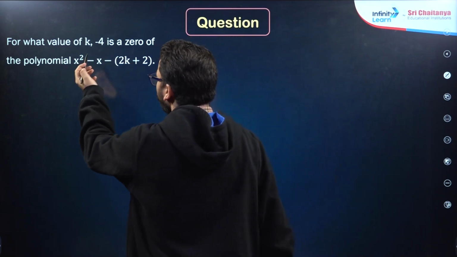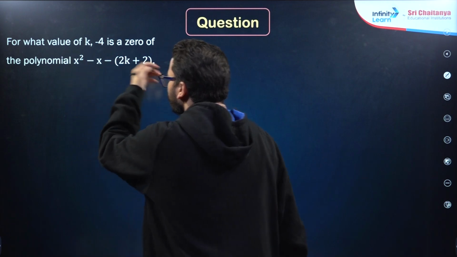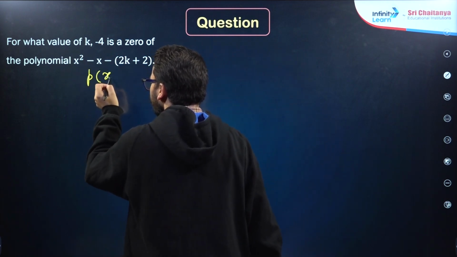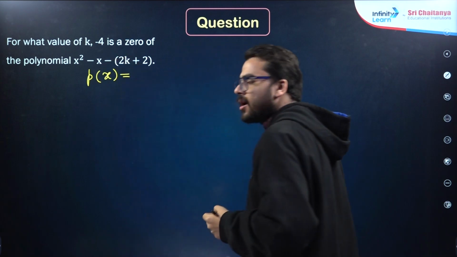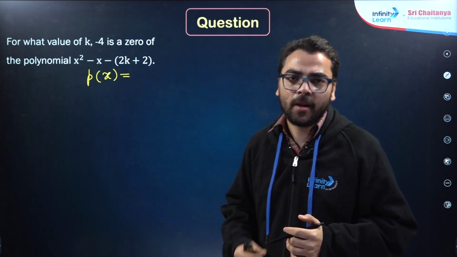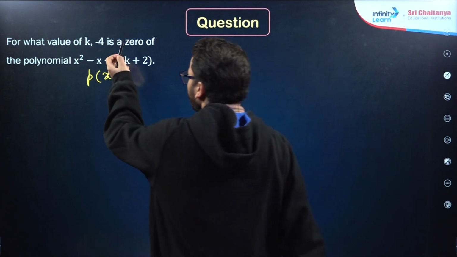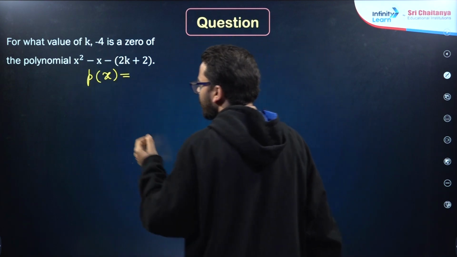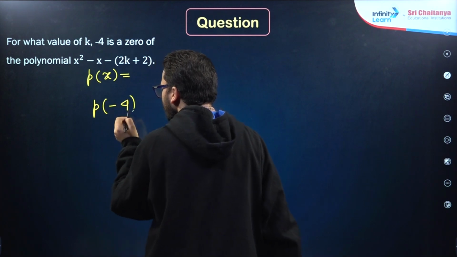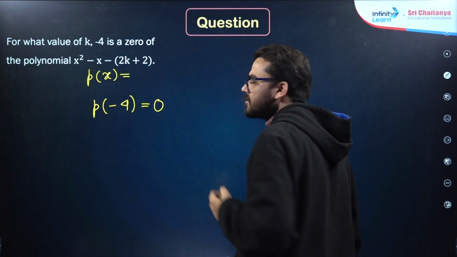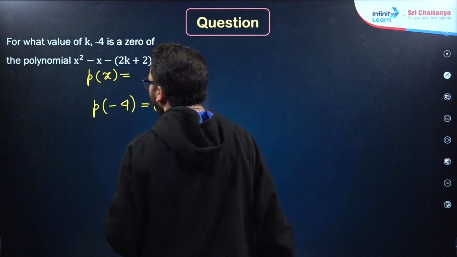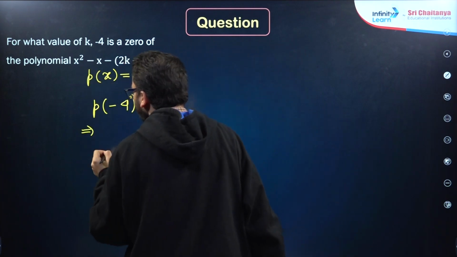So for what value of k, minus 4 is a 0 of this polynomial. So suppose this polynomial is p of x. You see the variable is x over here. Although it's not mentioned, but obviously you have to take x to be the variable. So it is given that minus 4 is a 0 of this polynomial. So therefore you can say that p of minus 4 is equal to 0 because minus 4 is a 0 of this polynomial. So in place of x we can put minus 4.